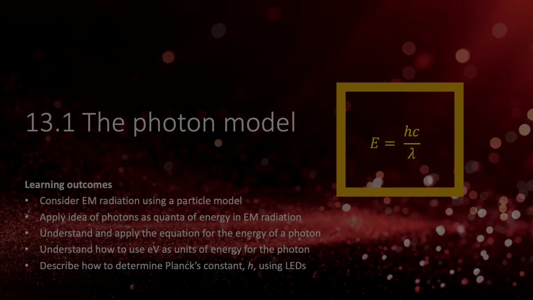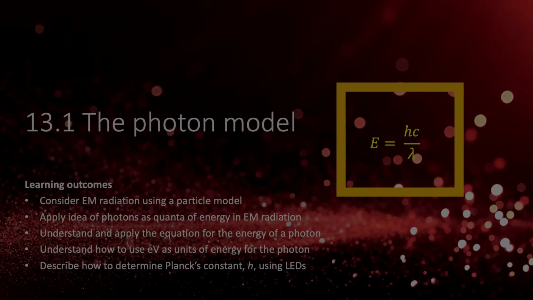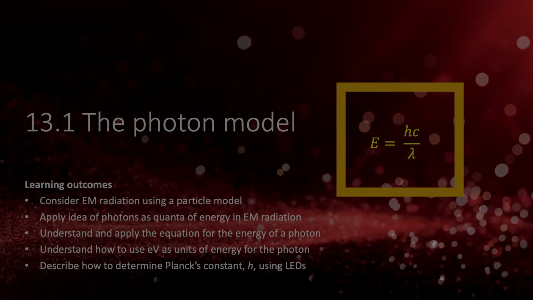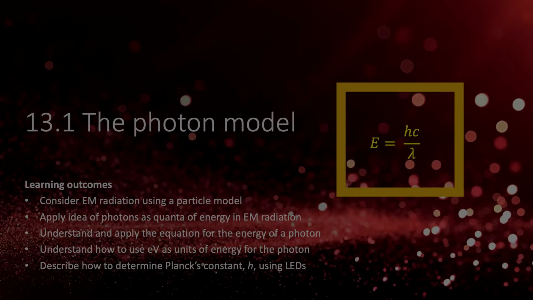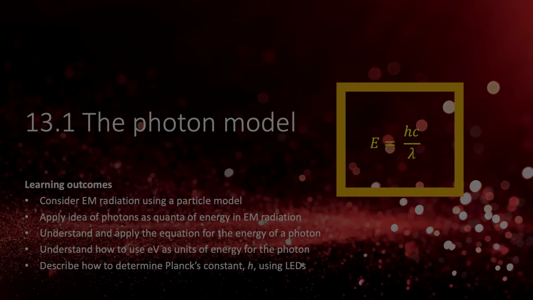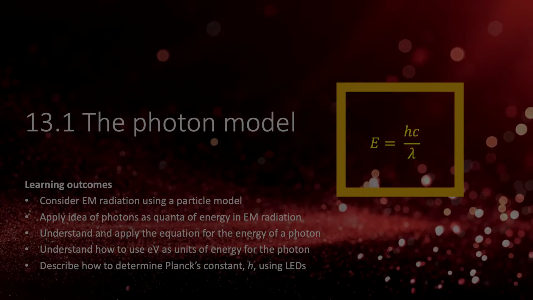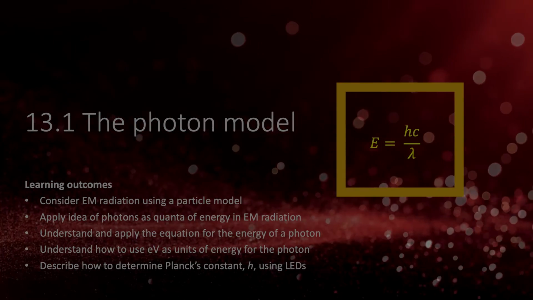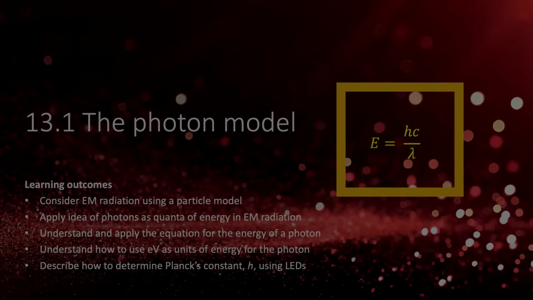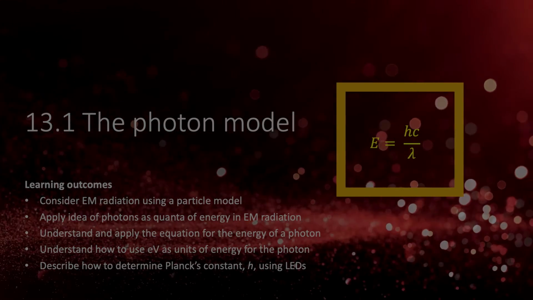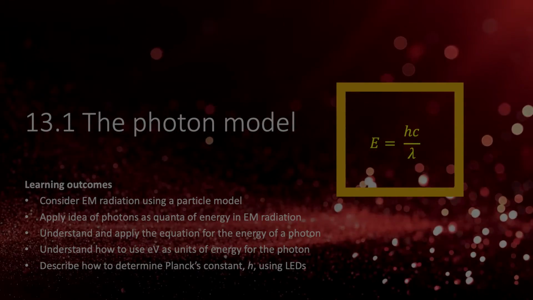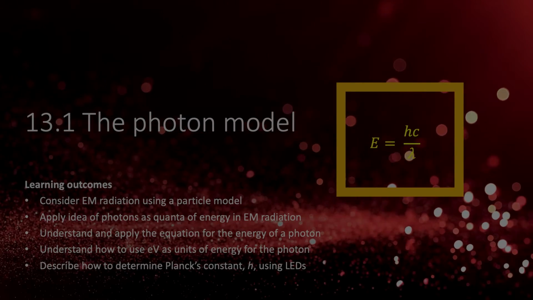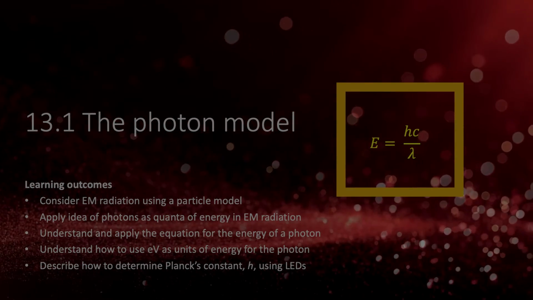We can find out the amount of energy that a photon has got. There's an equation that we need to know. In fact, it's the one that's on the screen now. And there are some new units for energy that we're going to be using as part of this topic, and Planck's constant is something else that we need to understand. And at the end I'm going to show you a method for determining Planck's constant with quite simple apparatus.